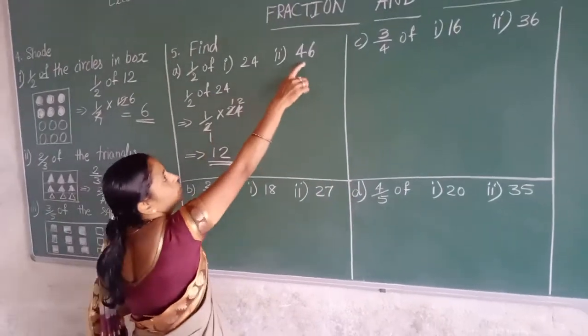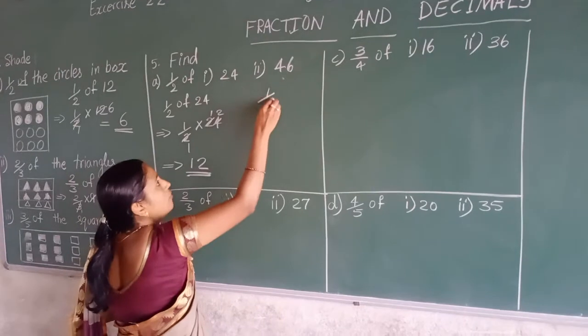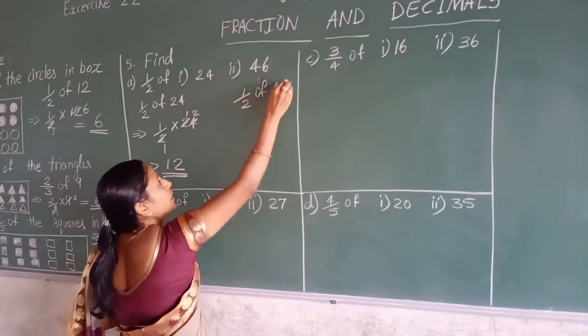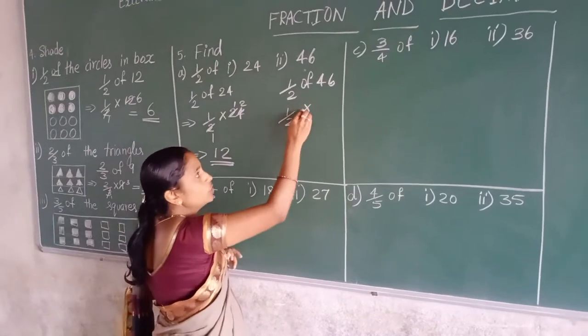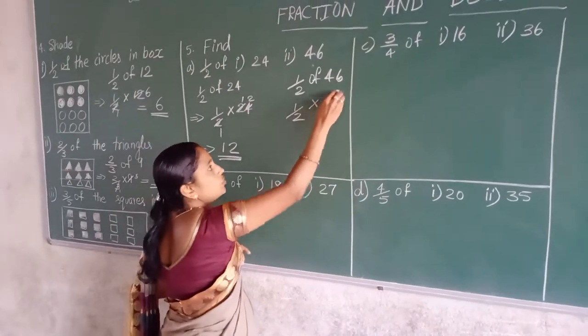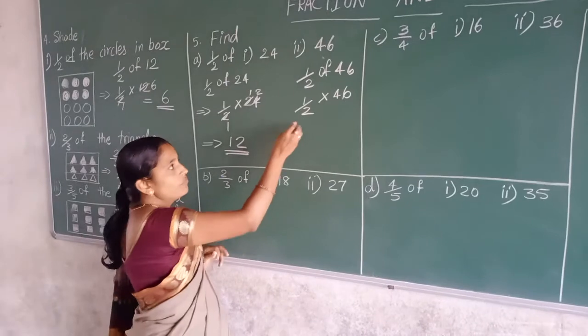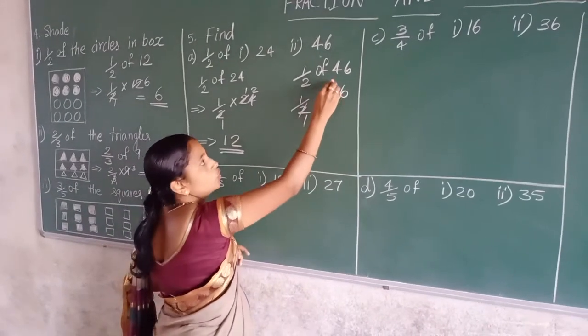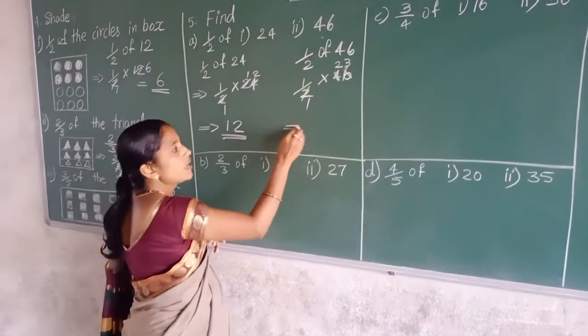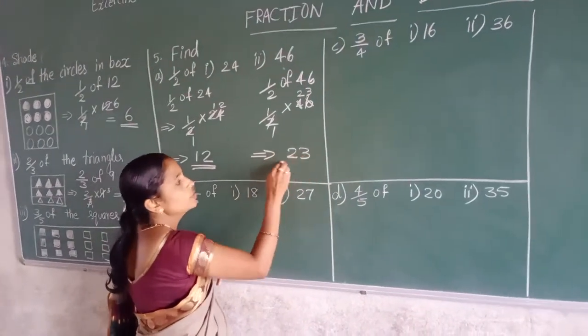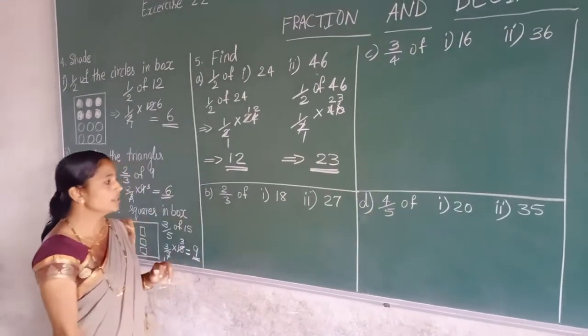Now let us switch on to the next sub question. Half of 46. Half, instead of of, I am going to put multiplication, 46. Let us simplify it. 2 ones are 2, 2 twos are 4, 2 threes are 6, so 23 ones are 23. So you have got the answer 23.